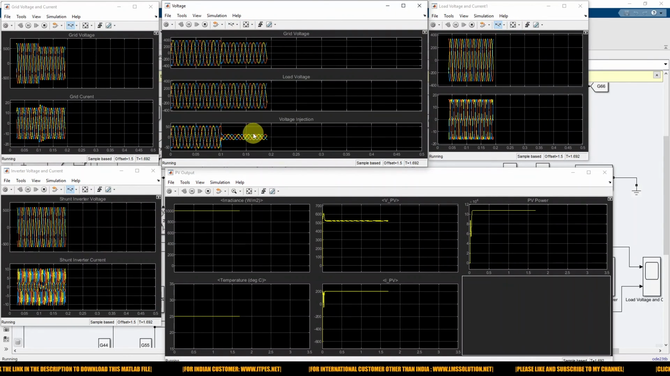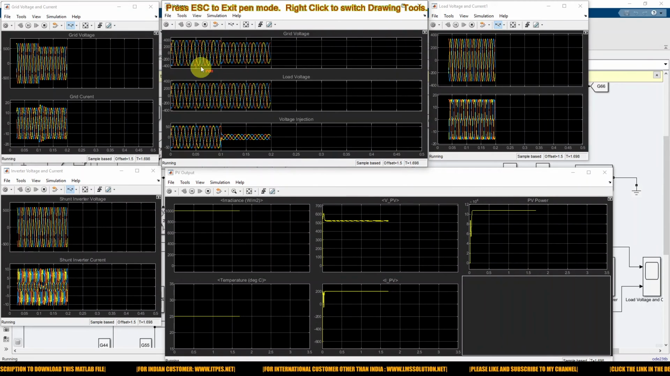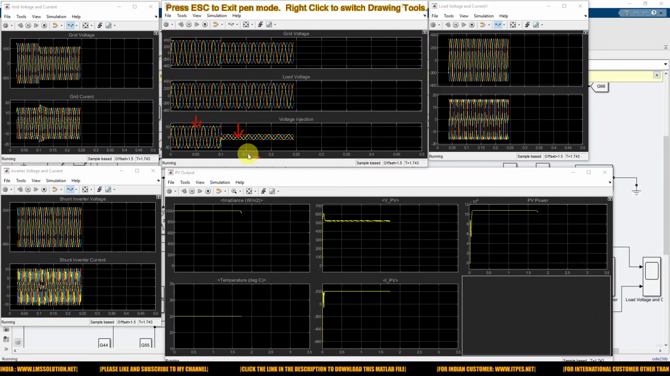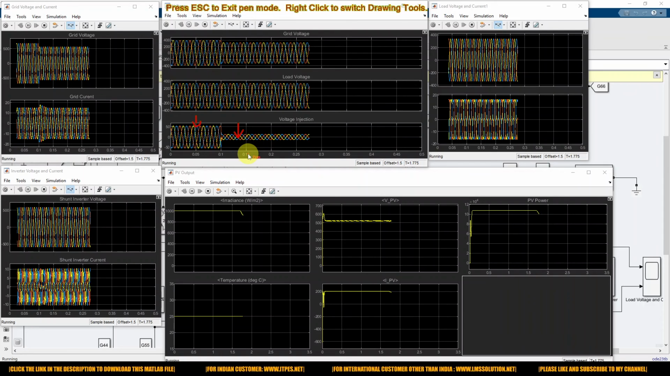So here you can see that because of the sag, the voltage is injected by means of the series converter. After the sag is removed, that means the sag does not occur in the grid voltage, the series converter is not injecting voltage into the system. It stops injecting voltage because there is no sag or swell problem in the system. So this is the working of the solar PV battery integrated UPQC system.